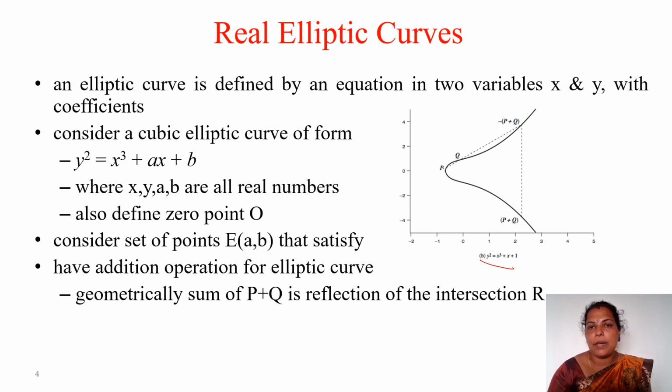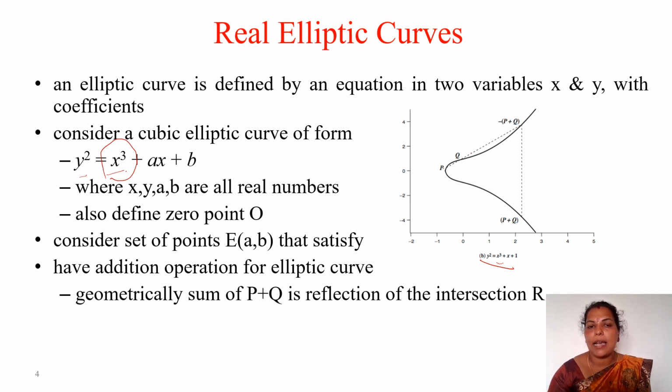A real elliptic curve is an elliptic curve defined by an equation in two variables, x and y, with coefficients. Here we have y square equal to x cube plus ax plus b. So here we have y as well as x, and it is represented as a cubic elliptic curve. Consider the cubic elliptic curve y square equal to x cube plus ax plus b. Here x, y and a and b are real numbers, and we define a 0 point. That 0 point we call O.